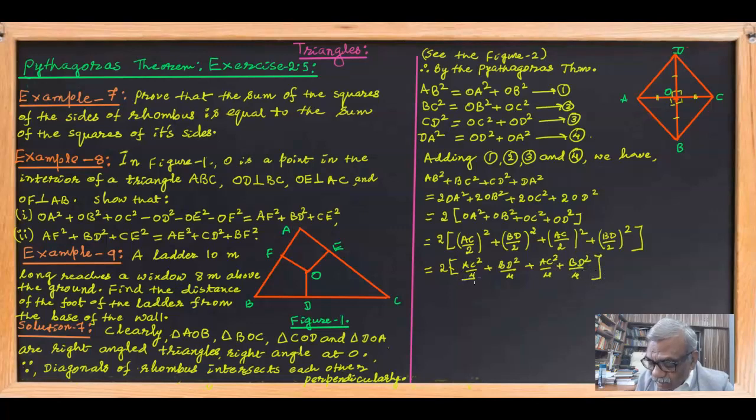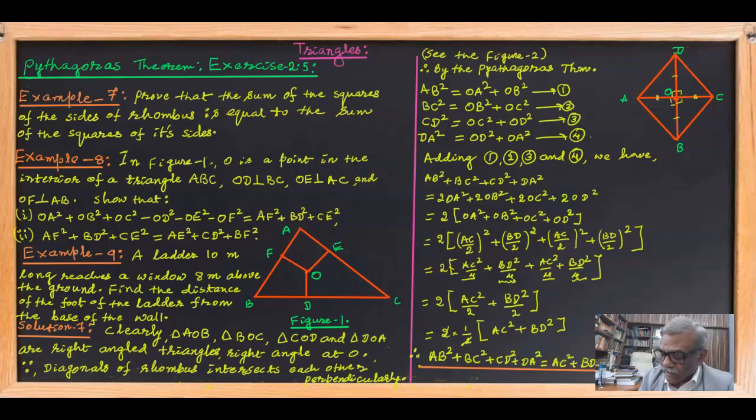Now observe AC square by 4 and this AC square by 4, and this BD square by 4 and this BD square by 4. This is going to be 2 into AC square by 2 plus BD square by 2, adding these two quantities, and this is going to be 2 into 1 by 2 into AC square plus BD square. This 2 gets cancelled, and therefore AB square plus BC square plus CD square plus DA square equals AC square plus BD square. This is the solution of example 7.